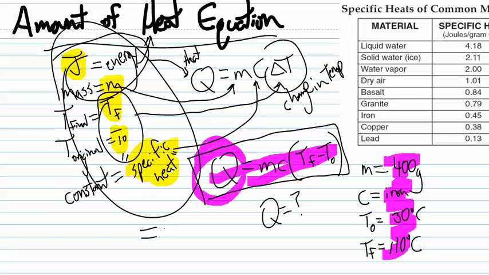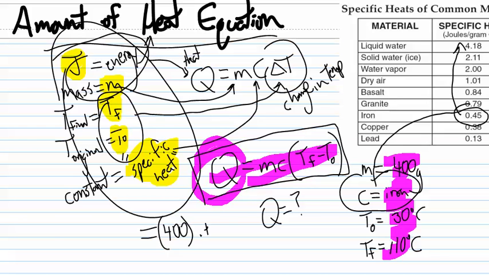So let's see here. Q equals M, so that's going to be 400 grams. And then the C is for iron. So right here, it's 0.45 joules per gram per degree Celsius. So that's 0.45 times our change in temperature. So if you're the mathy type, you can just go 110 minus 30. What is that? 110, 190, 80. That's 80 degrees. Or you could write it out. 110 minus 30. So you go, okay, yeah, that's 80.